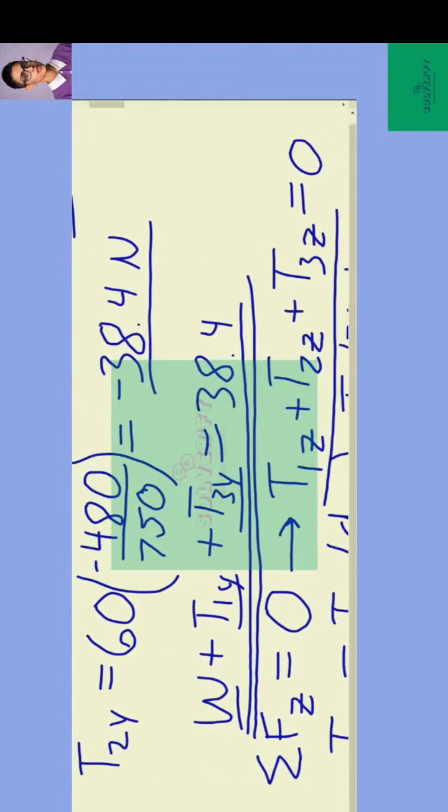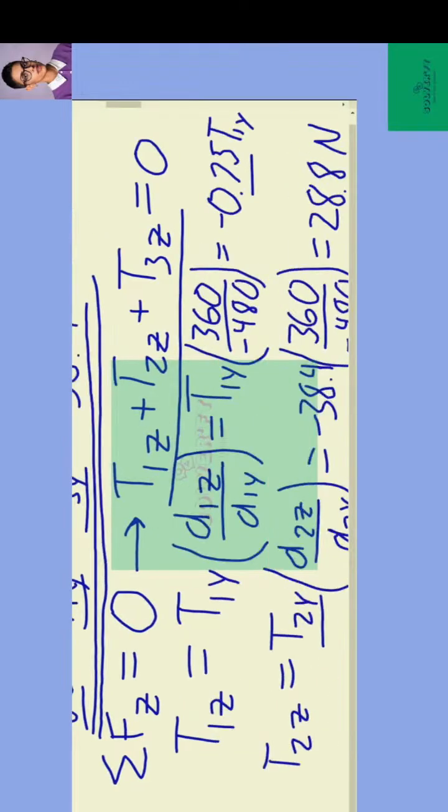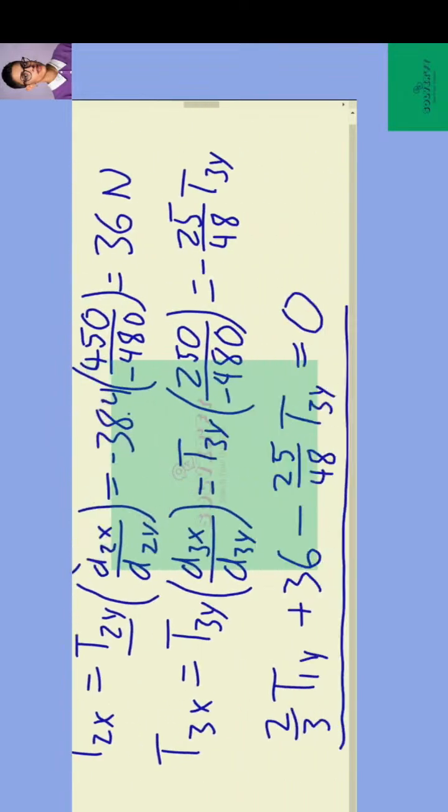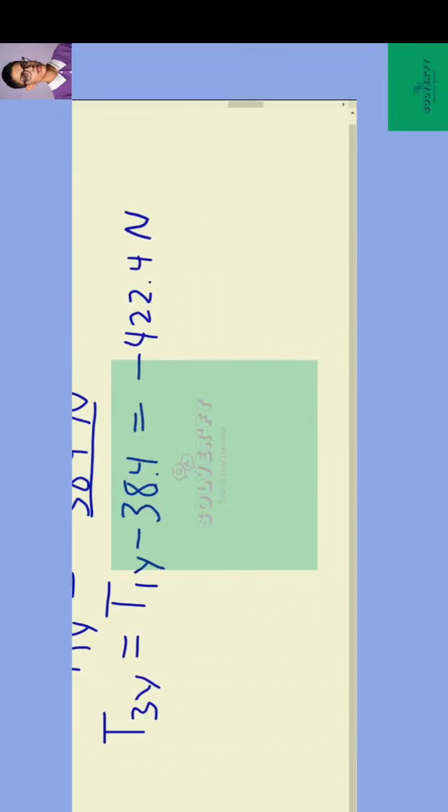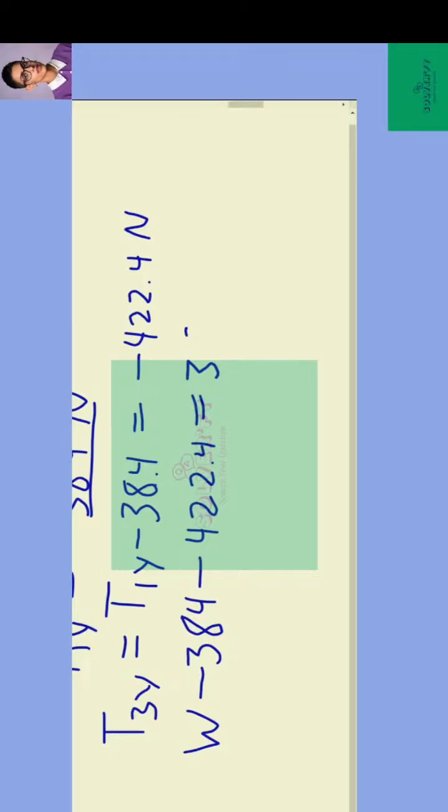So now let's look back at our equation for the sum of the forces in the y direction one more time. We have W plus T1y plus T3y equals 38.4. Substitute these values of T1y and T3y into that equation. That equation becomes W minus 384 newtons minus 422.4 newtons equals 38.4 newtons.